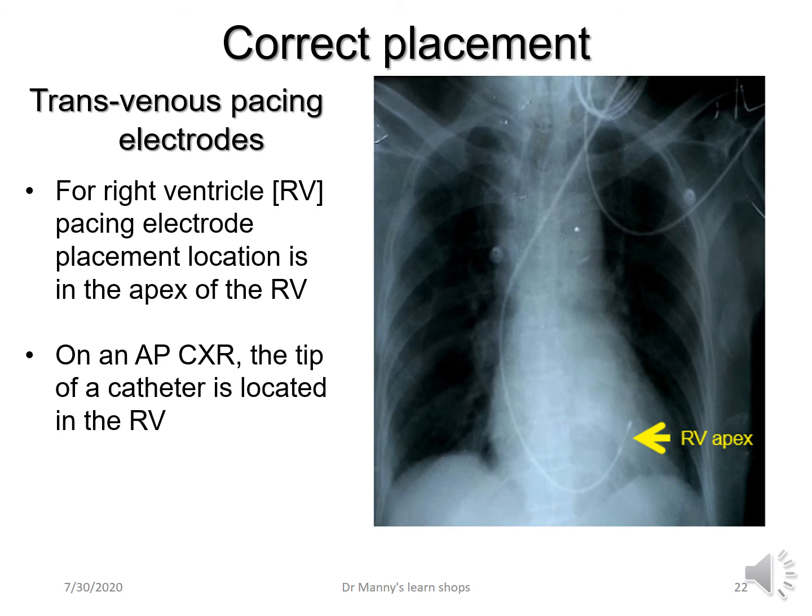Now, correct placement for transvenous pacing electrode for the right ventricle pacing electrode, it should be located, the tip should be located in the right ventricular apex. And even though I haven't provided you with a lateral film, it would be used to confirm placement as well. This is just an AP film. And on an AP film, the tip of the catheter is located in the right ventricle, making contact with the apex.